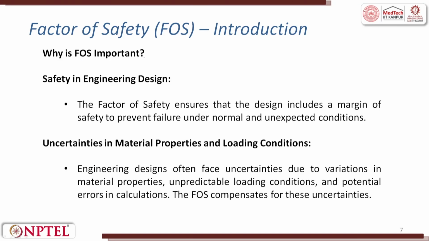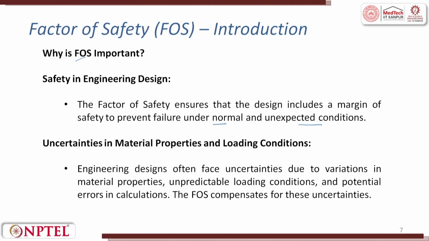Why is factor of safety important? Safety in engineering design. The factor of safety ensures that the design includes a margin of safety to prevent failure under normal and unexpected conditions. Then, the uncertainty in material properties and loading conditions. When we talk about material properties, you should keep in mind, the material property is never homogeneous across x, y and z planes. Suppose you take a cylinder, you make several sections, take out each section, and you see the material property varies. It depends on the process through which it is made.